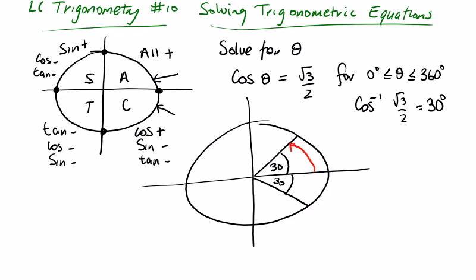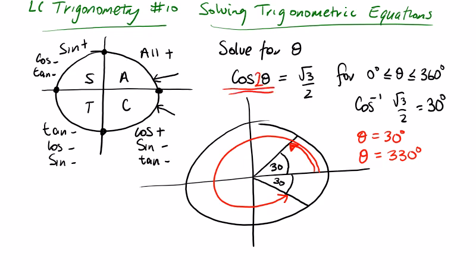This angle is 30. So theta is equal to 30 degrees. But we also have an angle all the way around here, 360 minus 30. Theta is also equal to 330 degrees, and you could check that in your calculator. Now, where these go in the future, we may be looking at the cos of 2 theta, or the cos of 3 theta, and there'll be more than 2 solutions.